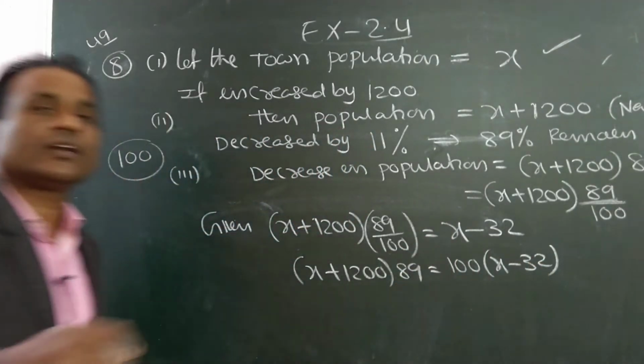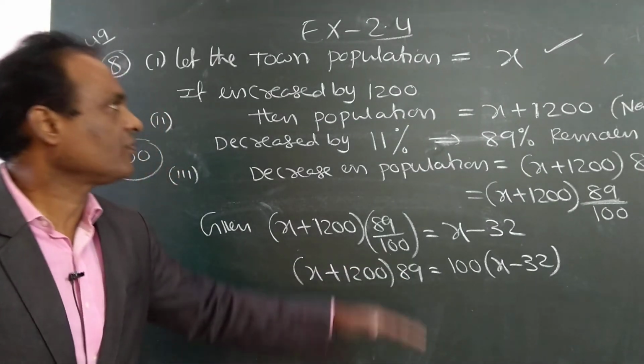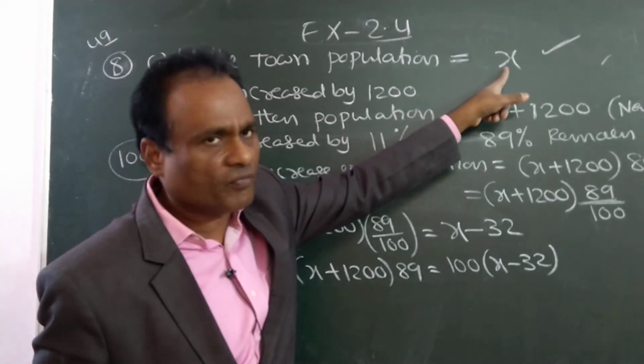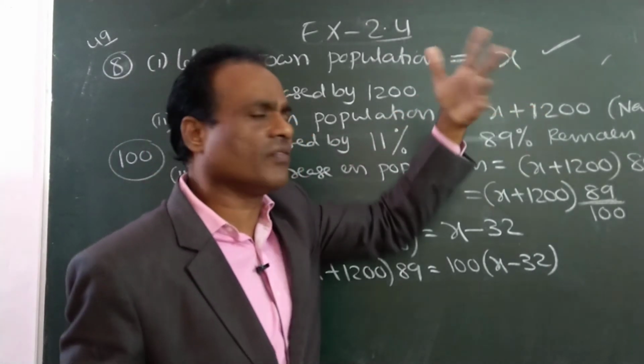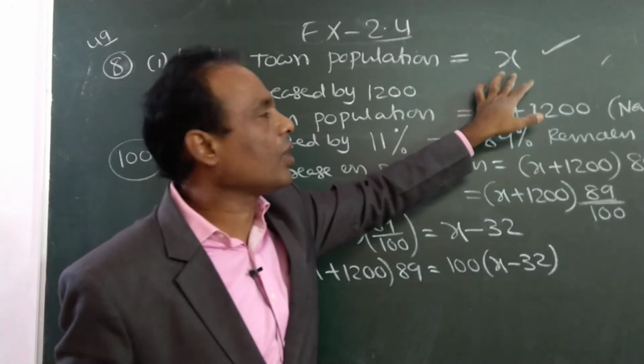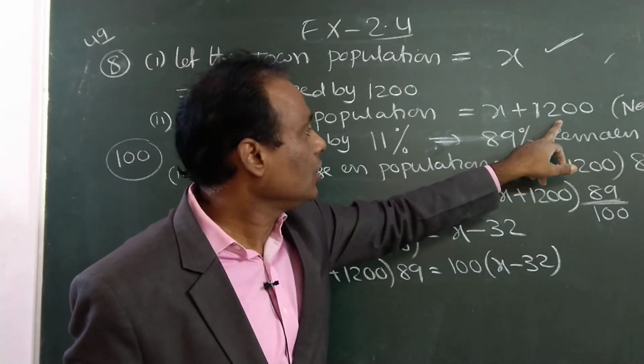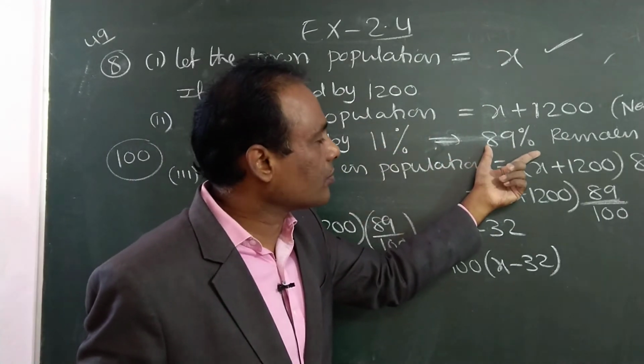We have to simplify to find the x value. I will simplify it. First, you have to understand these three steps. Why? First, x means no confusion, because whenever there is an unknown value we take x. The town population is taken as x. A 1200 increase means x plus 1200. So with an 11% decrease, only 89% is there.